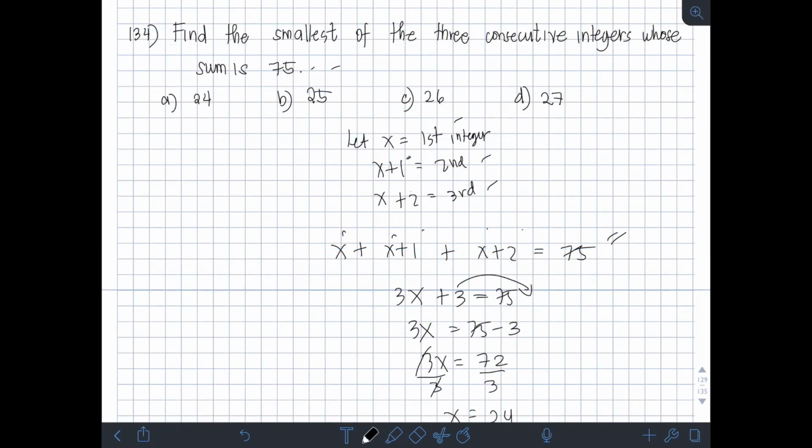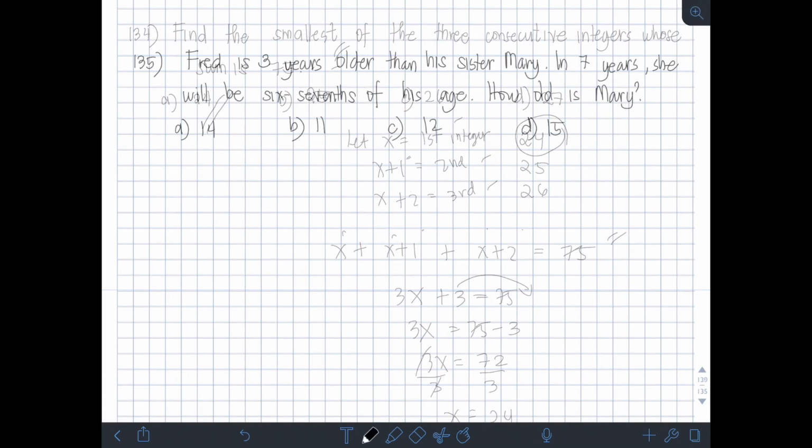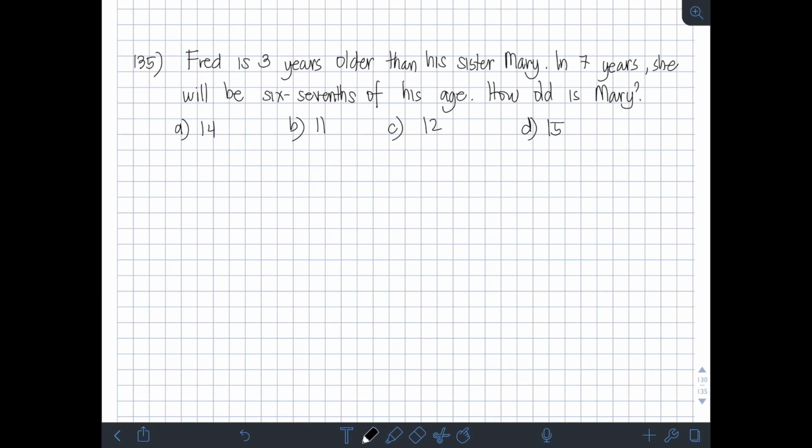So, therefore, yung tatlong integers ay 24, 25, at 26. So, yung pinakamaliit is itong 24. So, the answer is letter A. Next, we have Fred is 3 years older than his sister Mary. In 7 years, she will be 6/7 of his age. How old is Mary? Okay, so age problem.